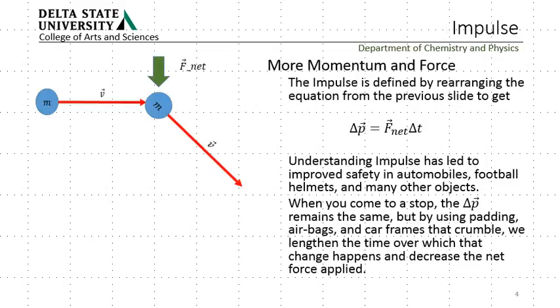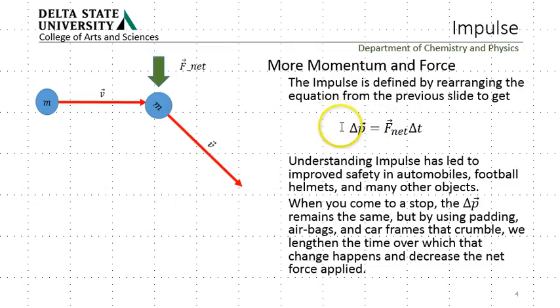Cool thing about this is that we then define what we call the impulse. All right, the impulse is a force applied over a certain amount of time, and that gives us the change in momentum. Right? Understanding impulse, understanding how this works has led to all kinds of safety precautions and safety advantages that we have in modern automobiles and football helmets, any number of other things as we work through how do we absorb this momentum? How do we absorb this change of momentum?